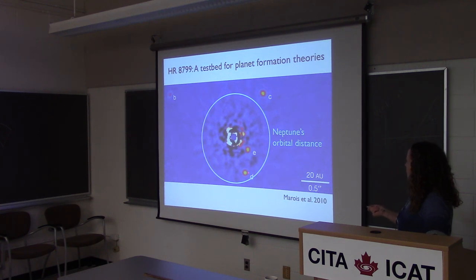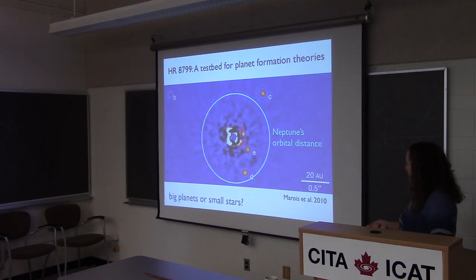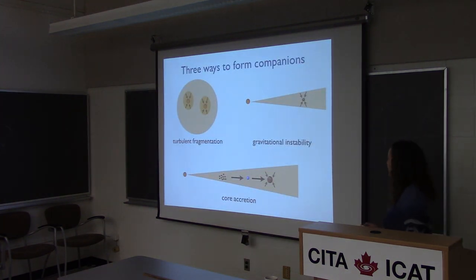So again, here are these four approximately 10 Jupiter mass planets orbiting at approximately Neptune's orbital distance and even farther around an A star. And the question when you look at this system immediately is, are these best thought of as big planets, or are they really best thought of as small stars? This is a very rare system. We know that these are not common in the universe. But I'd like to know, where did they come from?